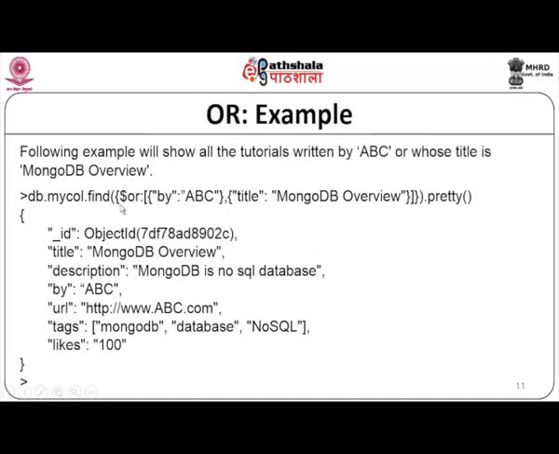db.myCol.find $or by colon ABC. So, by is the key and ABC is the value, title is the second key and MongoDB overview is the value for the second key. Now, the query looks for either this condition to be satisfied or this condition to be satisfied. So, the result is going to be a list of documents that were either created by ABC or which have the title MongoDB overview. So, here it returns a document of this object ID, which has either the title MongoDB overview or ABC.